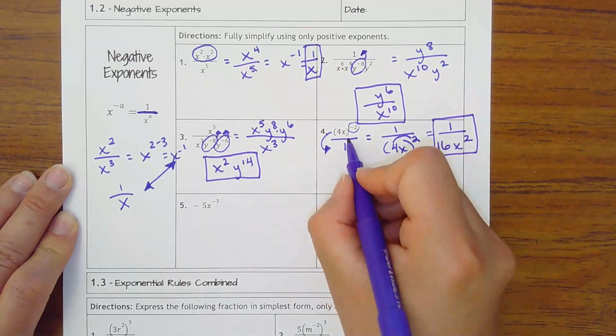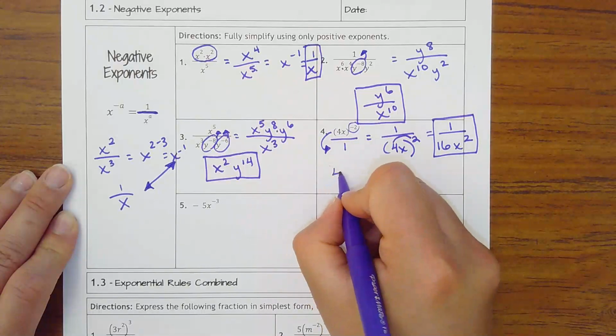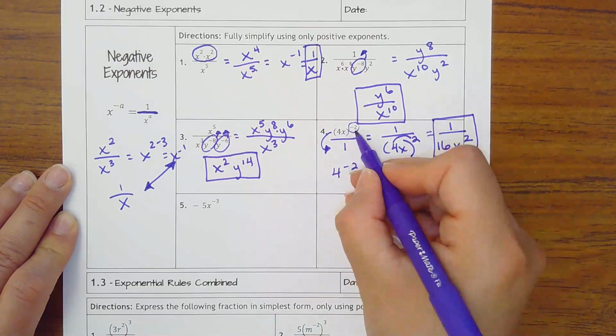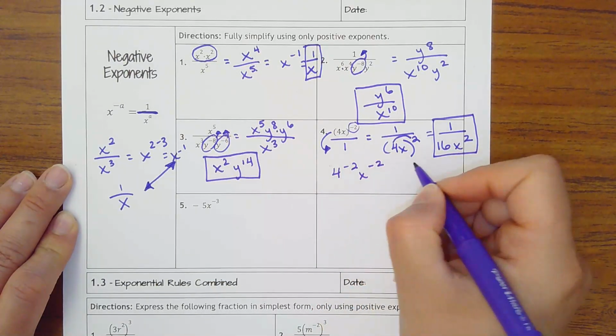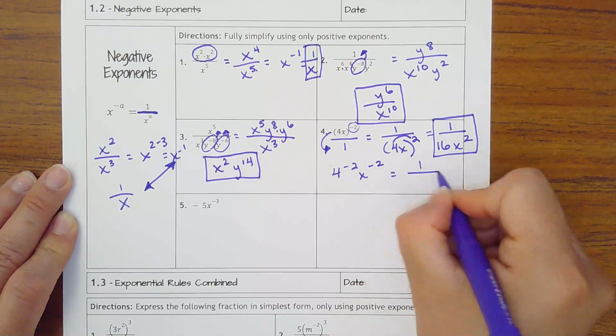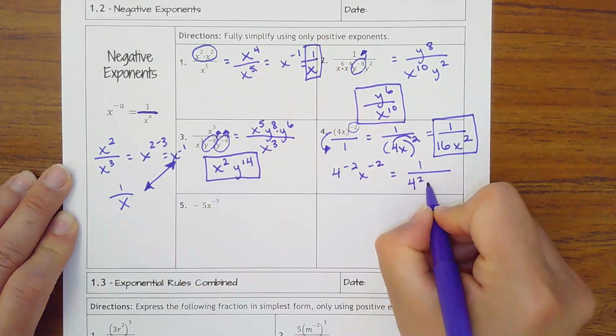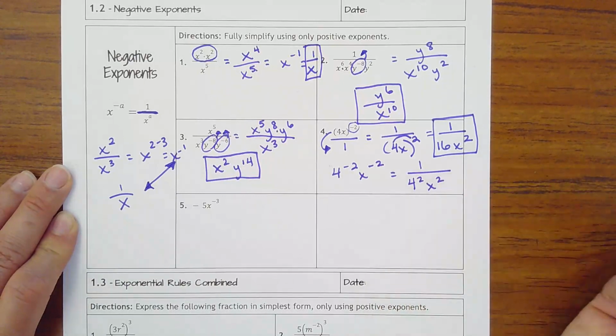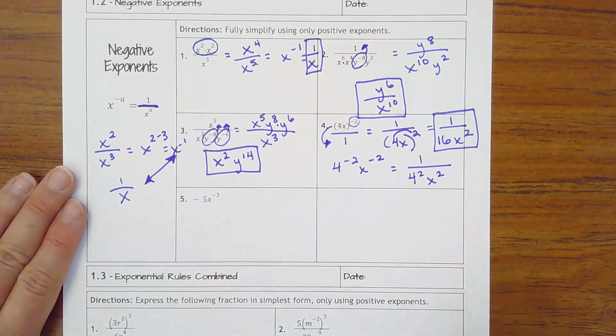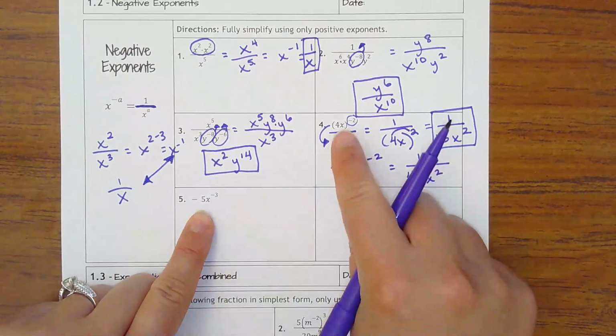The other option you could do is go ahead and distribute your power. So you'd have 4 to the negative 2nd, x to the negative 2nd, then you would have to drop everything down. So you could do that as well. And 4 squared is 16. So either way.